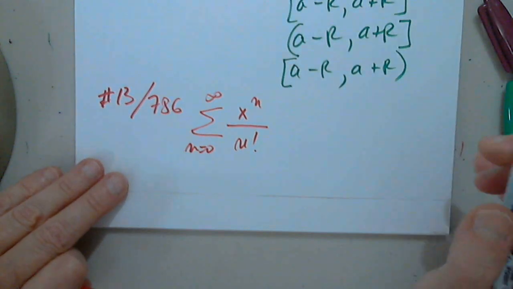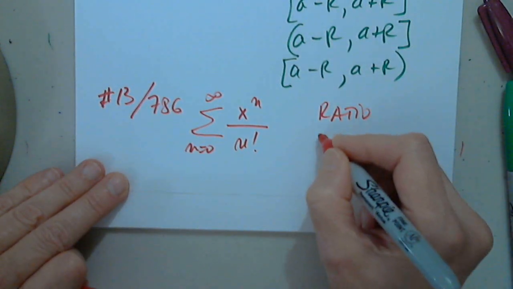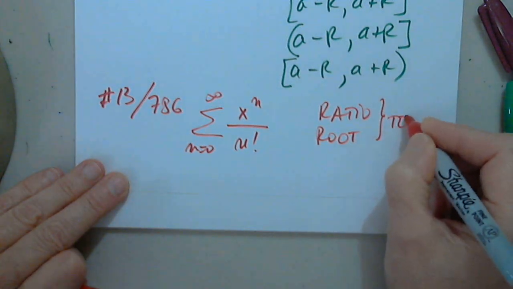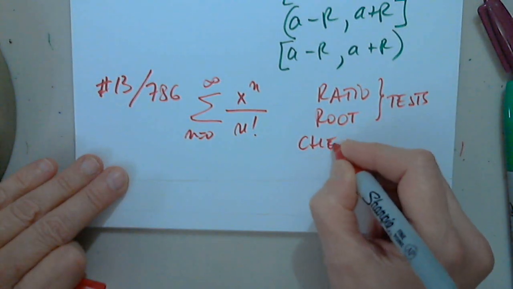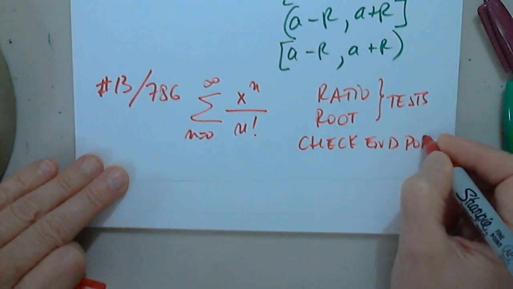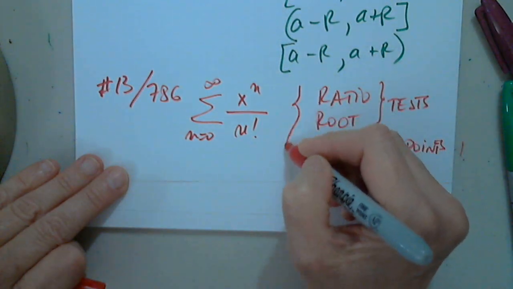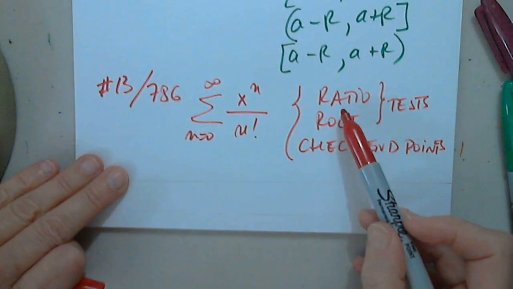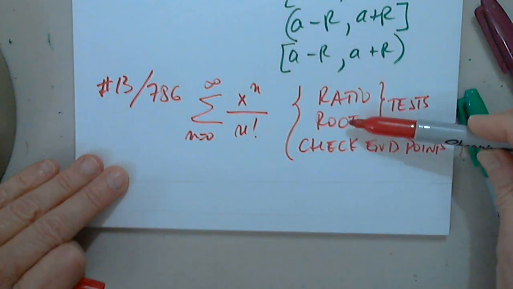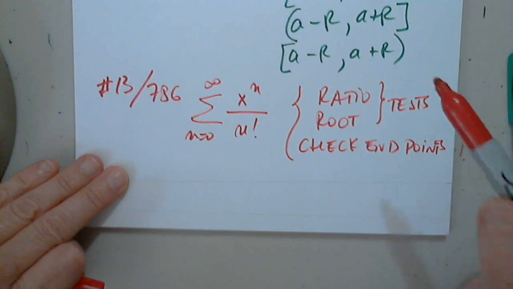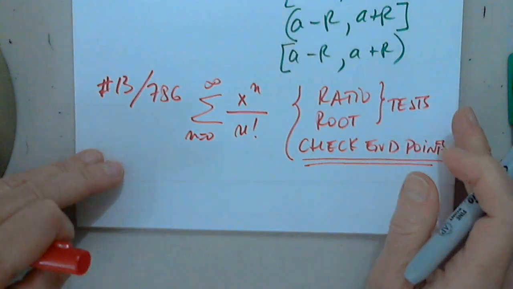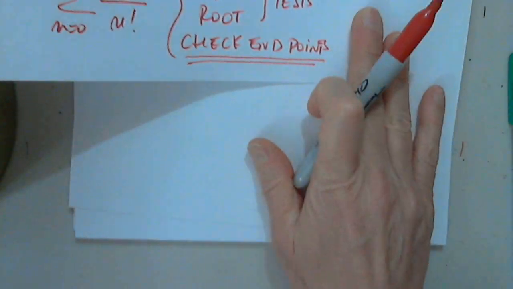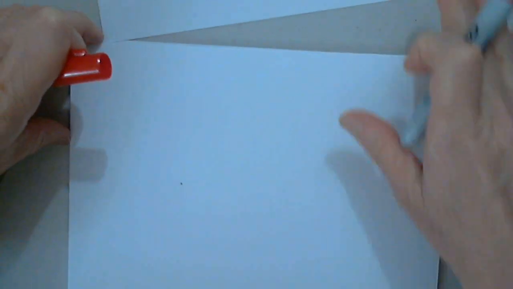In general, we will be looking at the ratio test, root test, and also please remember, check endpoints. These are things to remember. We are employing here the ratio and the root test, one or the other, and always check the endpoints of the interval of convergence that we find. So let's see how we address this. I'm on page 3. Okay.